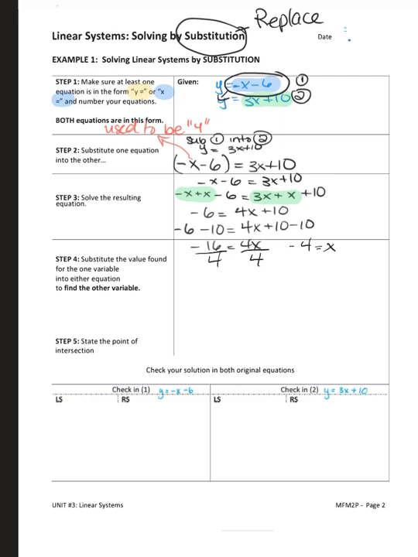So what does this mean? This means that when both equations are equal to each other, my x point of that point of intersection is going to be negative 4.